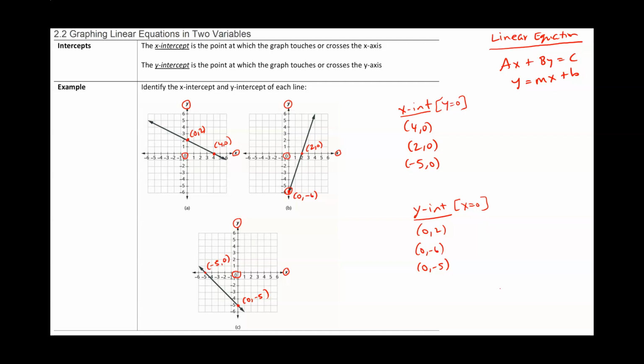So we're going to use this to find x and y intercepts. To find the x-intercept, we always have to set the y value equal to 0 and solve for x. Because when you set the y value equal to 0, this is like y equals 2, y equals 1, you automatically end up on the x-axis. To solve for the y-intercept, we are going to set the x value equal to 0 and solve for y.